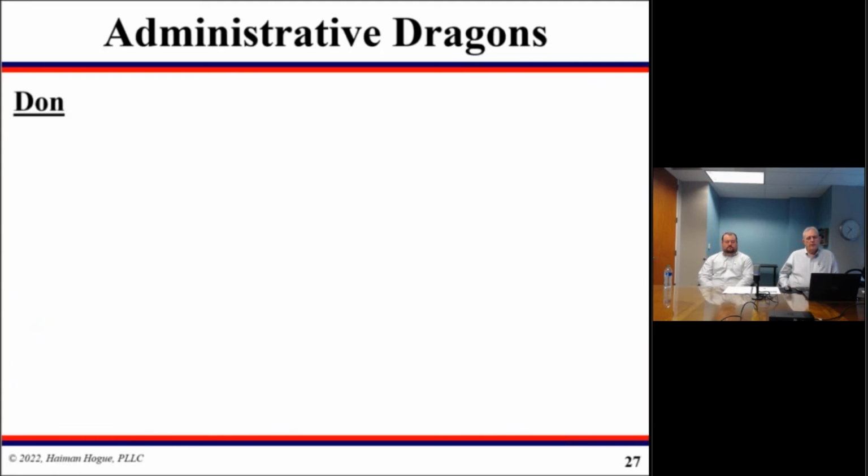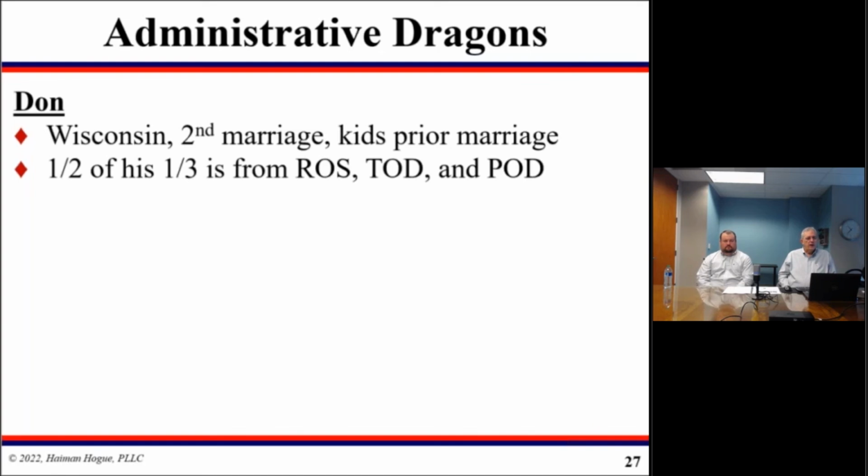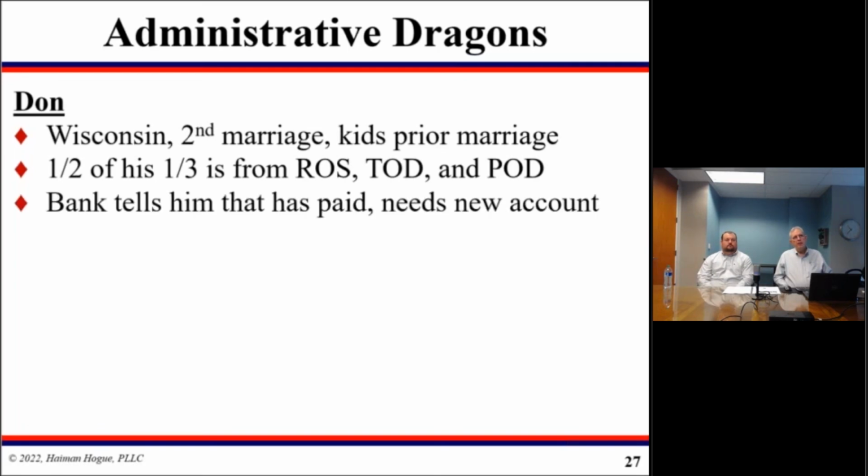Now, Don's story. When Norma came to see us, she had just dropped Don and his family off at the airport for them to fly home to Wisconsin. He's also in a second marriage. He has adult kids from prior to the marriage. Now, Don gets home, and he's got a message from the bank that right of survivorship and TODs have paid. He needs to come in and open a new account. So he let the bank know he would be there the next morning. This is on Tuesday morning.